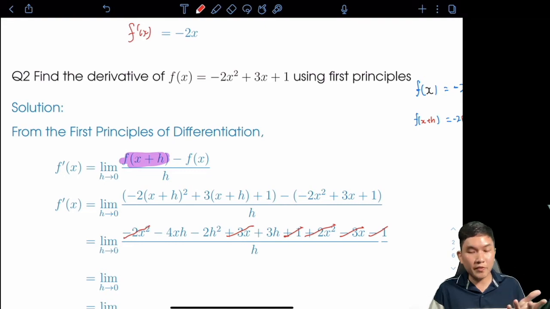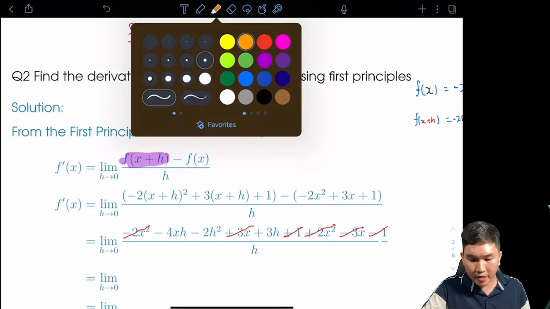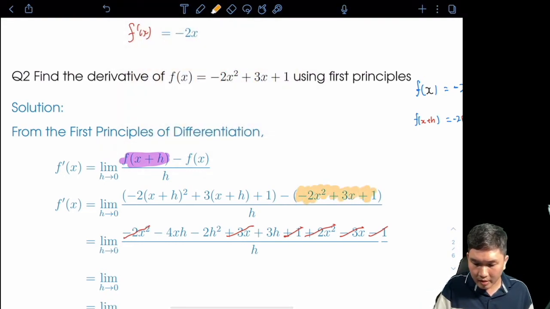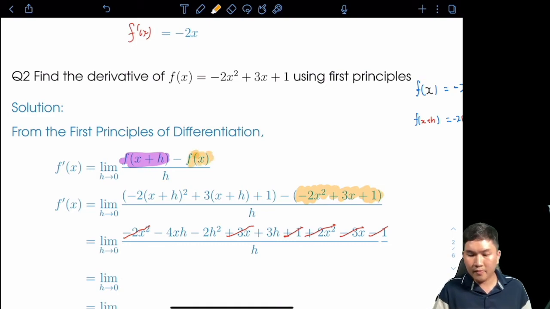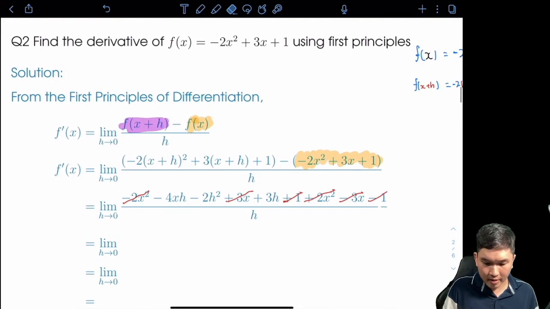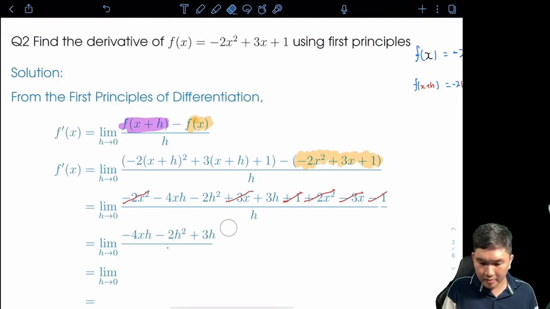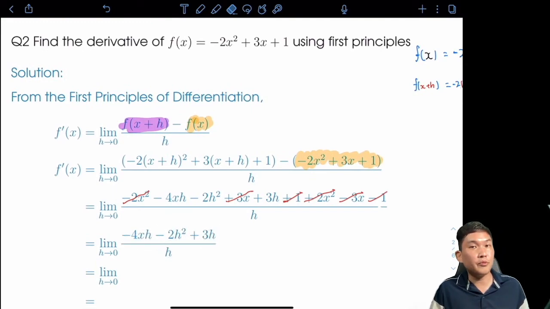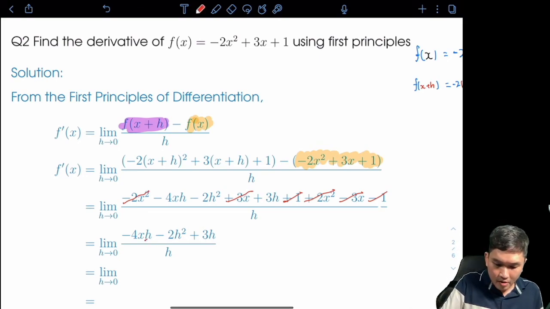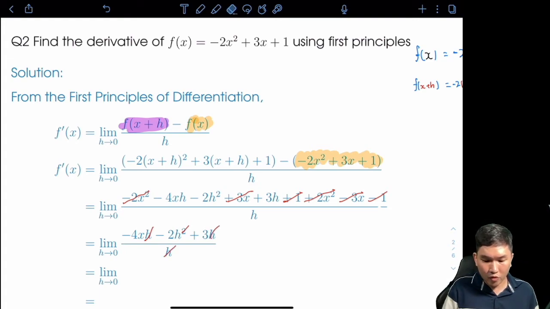Now, a rule of thumb is that we are always looking to cancel away every single term in our f of x. Okay, that's how I know what to cancel away very quickly. All right, so the remaining terms are here in the next line. These are the remaining terms. Okay, and you realize another thing is that, hey, we can divide throughout by h. Divide by h throughout, and then we have no more denominator. We are left with this.